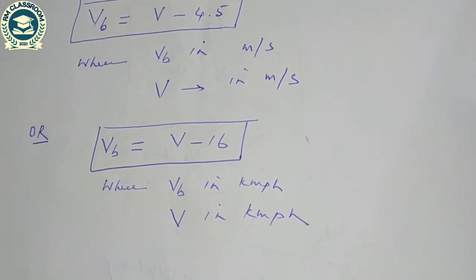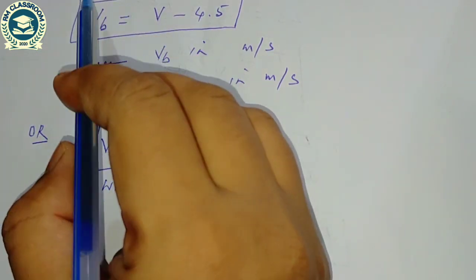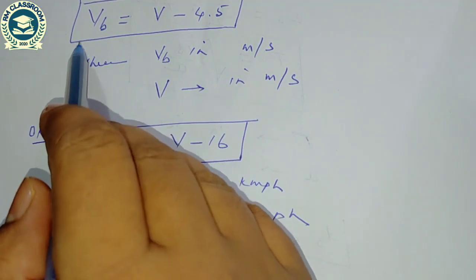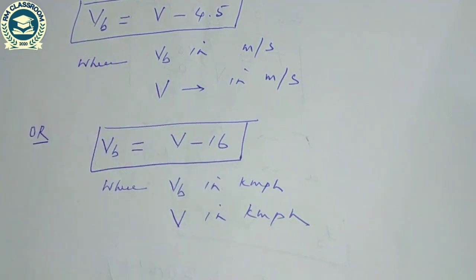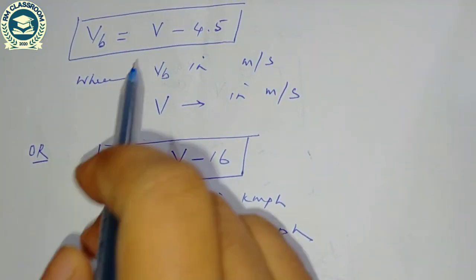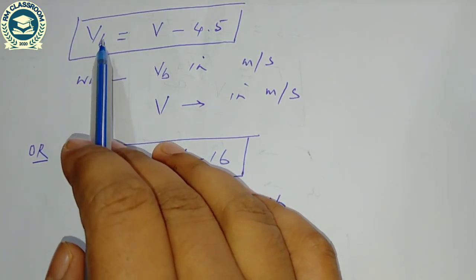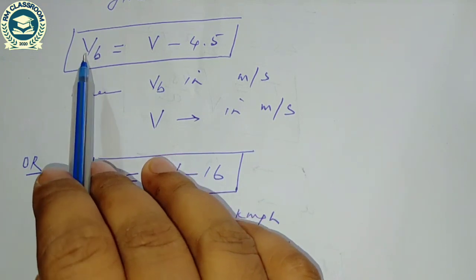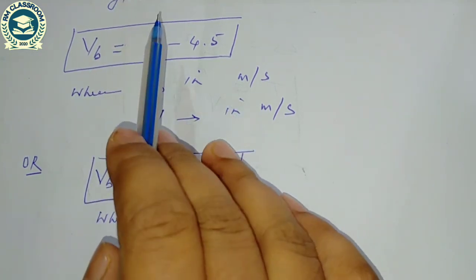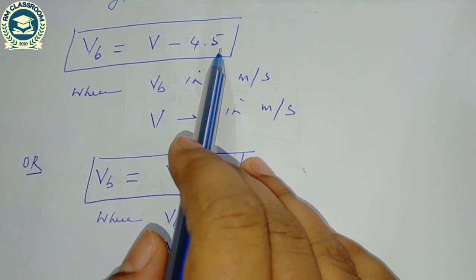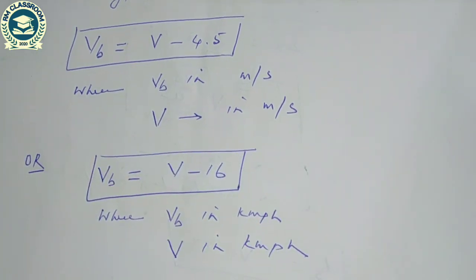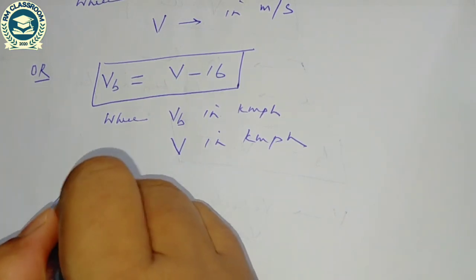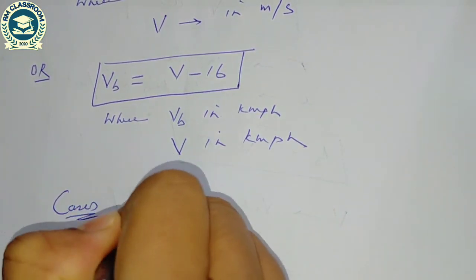So I will use this formula because, once again I am telling you, in entire transportation engineering I will use velocity in meter per second. That's why I will use this formula. If velocity of overtaken vehicle is not given, velocity of overtaken vehicle is equal to velocity of overtaking vehicle minus 4.5. So two cases I will discuss here.